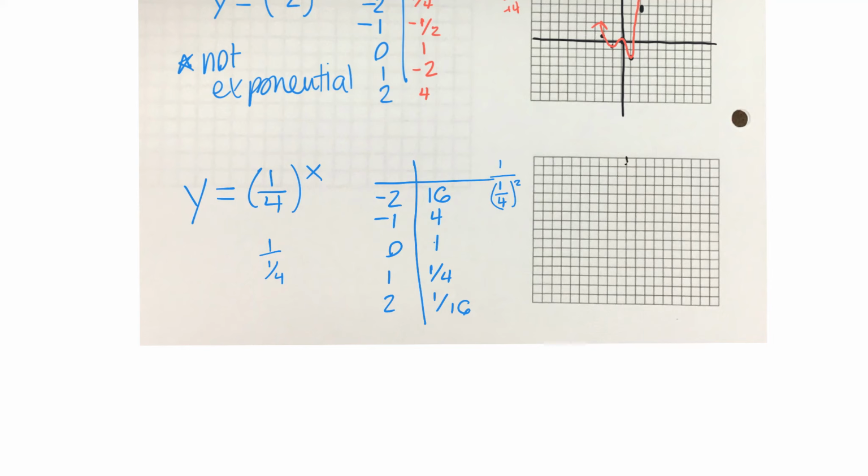Okay, again, I have all positive numbers for my y's, so I'm going to make my axis kind of low to reflect that. I'm going to go over to -2 and up to 16, so way up here. And then I'm going to go over to -1 and up to 4. And then over 0 and up 1, over to 1, up a quarter, over 2, up a 16th. So this time, I get a hockey stick pointing the other way. So this is exponential.